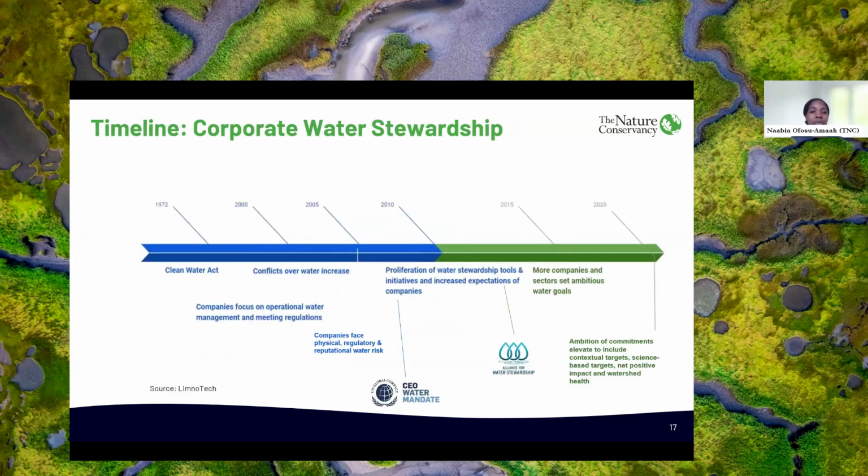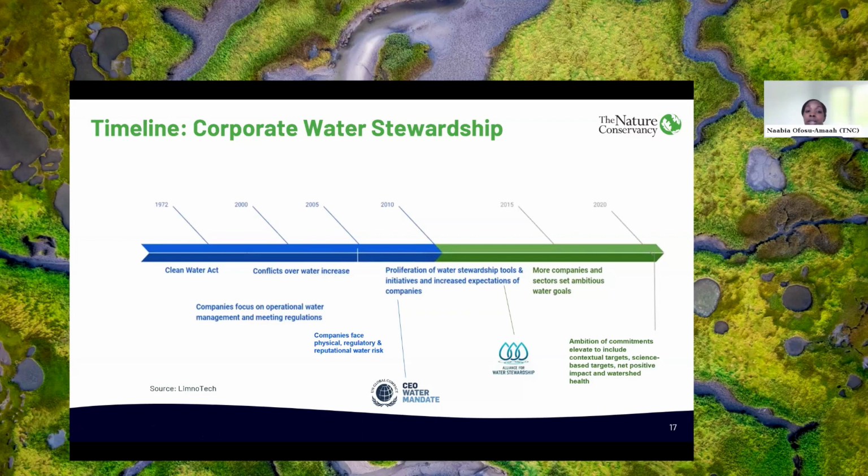This is not necessarily new. We've seen companies investing in water stewardship for quite some time. There's a timeline here from Limnotech that showcases what has been driving some of this. There were some companies that began to set global water targets in the mid to late 2000s. Many more water stewardship tools and initiatives were developed later on in the 2000s. You're seeing the Alliance for Water Stewardship, which helps companies think about how to address their water challenges, established in 2014. And then more and more companies have begun setting water targets, setting ambitious goals.